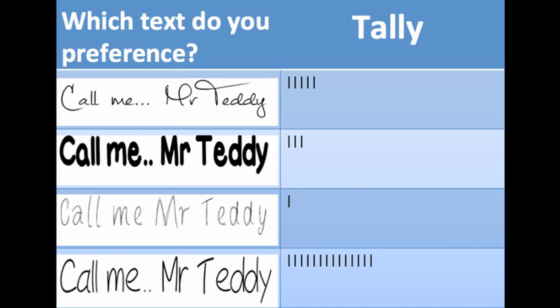When selecting the typography we felt was most appropriate for our audience, we took into consideration the way in which children write, because this could create a relation between our audience and Mr. Teddy, as they would be able to recognise the style of font.